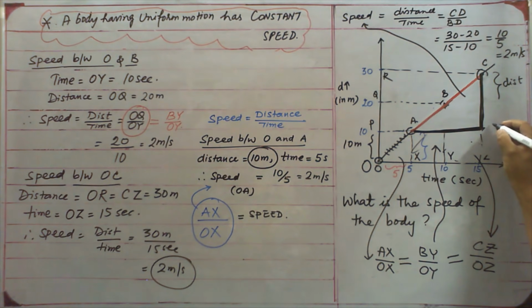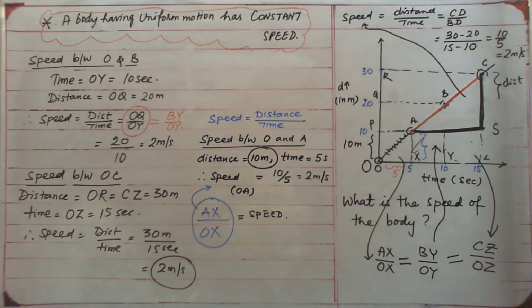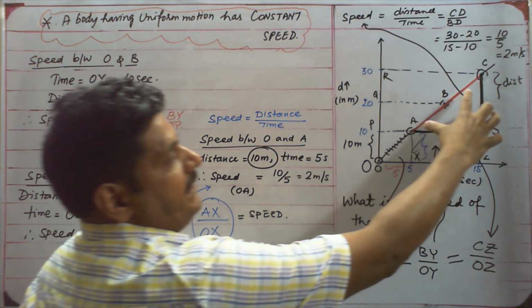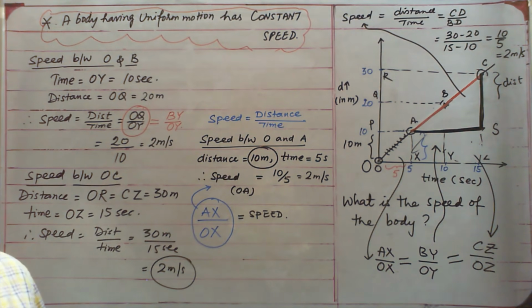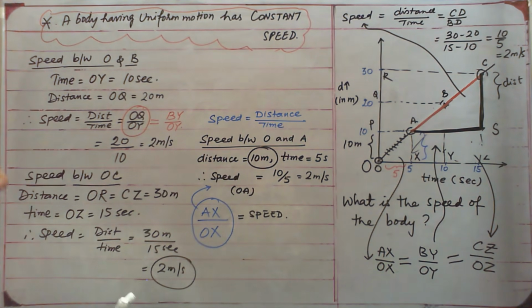Let us say this is S. Now we have marked the points A and C with red line. Here I am supposed to calculate the speed of the body. So how to calculate? We have already got the triangle. So speed between A to C.